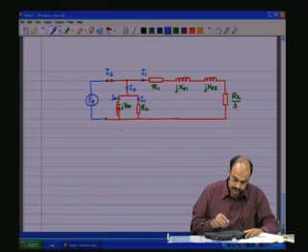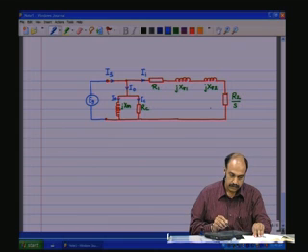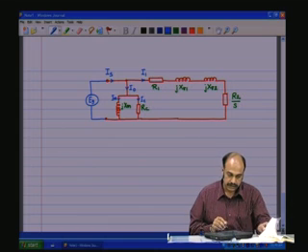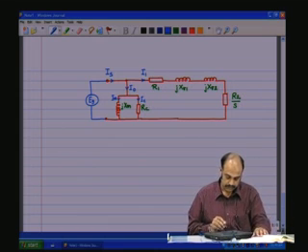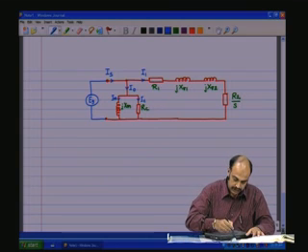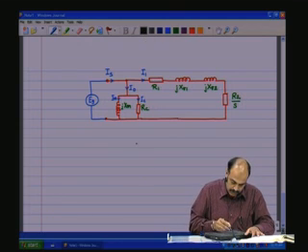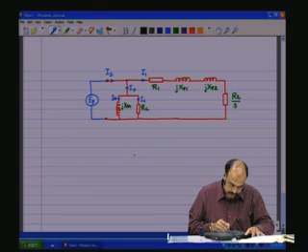Now let us draw the vector diagram for this with respect to, let us say, EG. Let us have this axis. Now let's say EG is my reference.